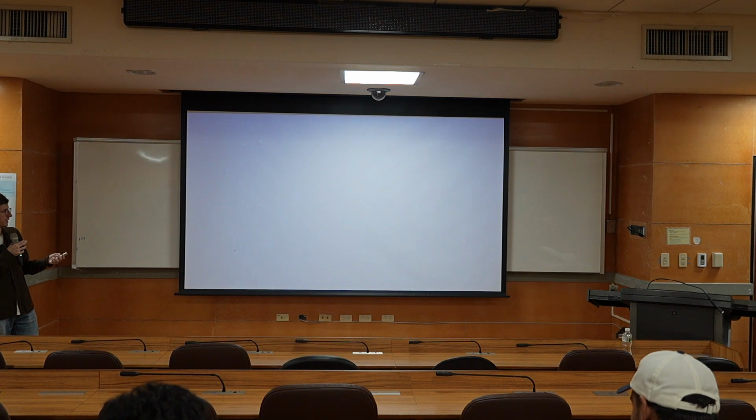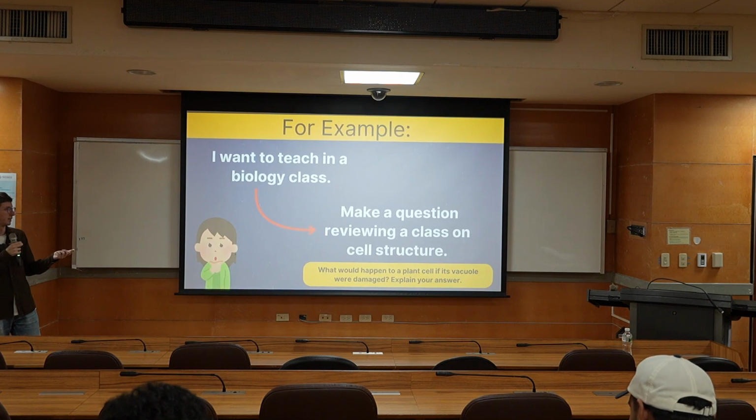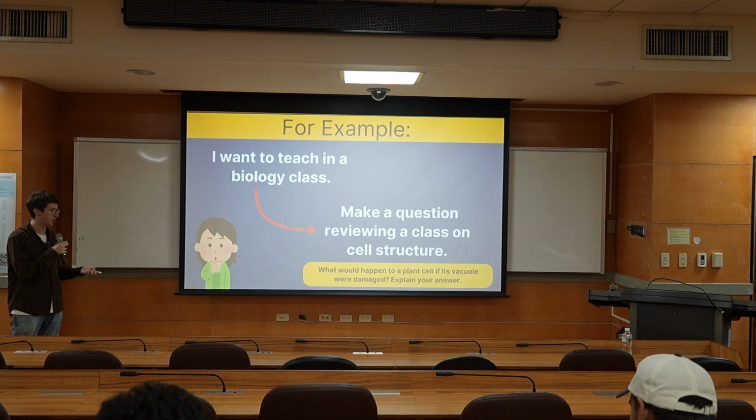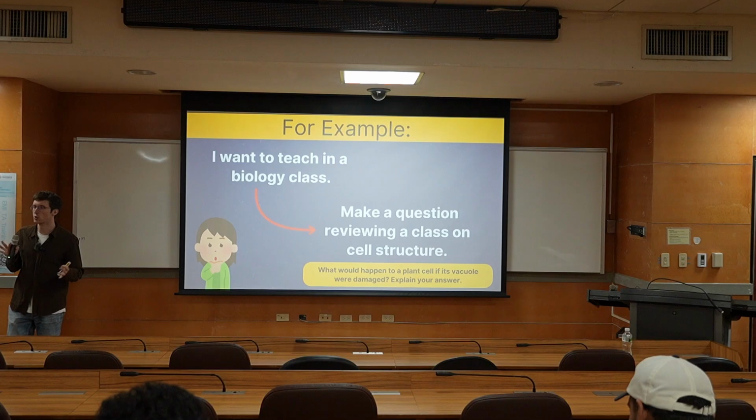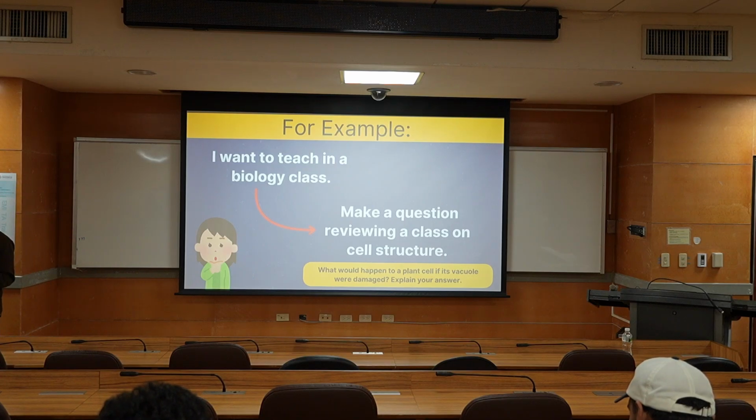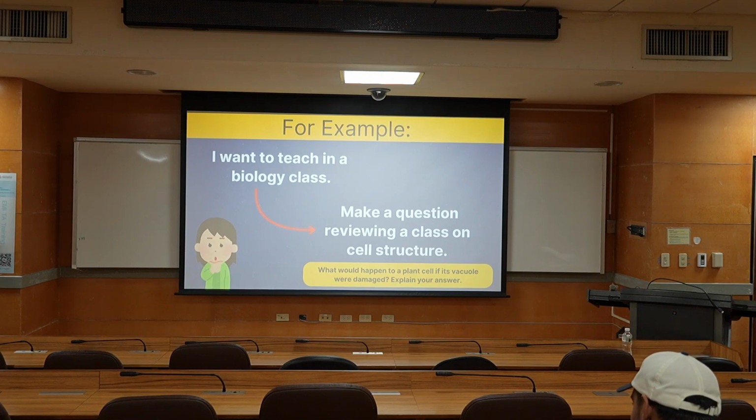Another example would be, imagine you're teaching a biology class and you're talking about cell structure. What would happen to a plant cell if its vacuole were damaged? Explain your answer. So you don't need to make your questions very difficult. In fact, maybe the simpler the better, but make sure it's following those three rules, okay? Clear learning objective, unambiguous, and not just memory, application. All right.